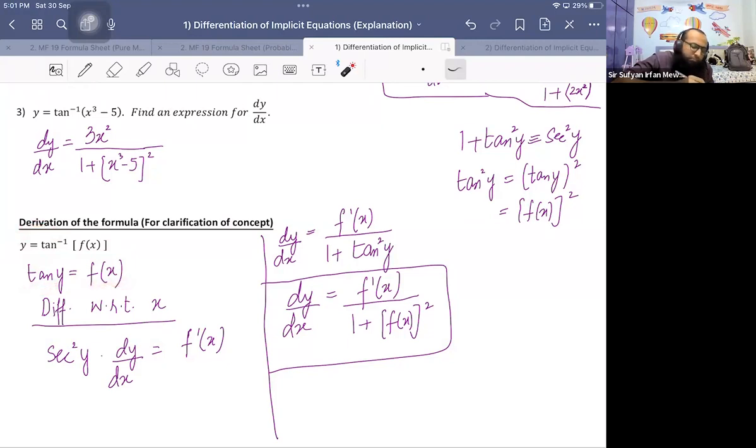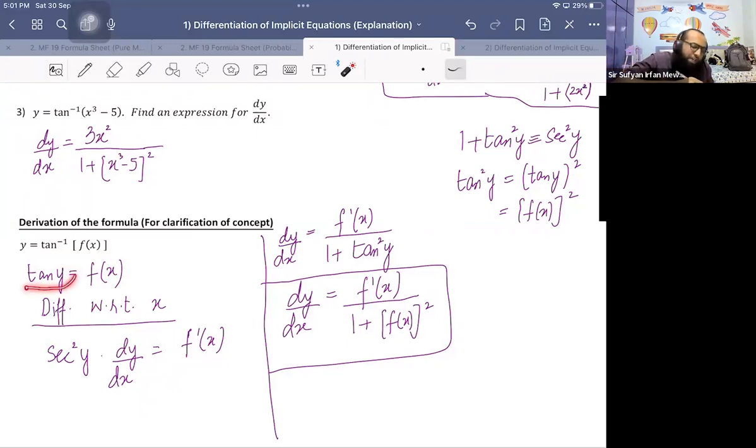This is the first step. y equals tan inverse f(x); tan inverse shifts to the left side and it becomes tan y equals f(x). Then we see that this is just like an implicit equation. Because when y was the subject, we didn't know how to differentiate, let's suppose if we don't have the formula. But when we shift tan inverse to that side, now it's tan y and y is not the subject. So now we can differentiate the entire equation with respect to x.